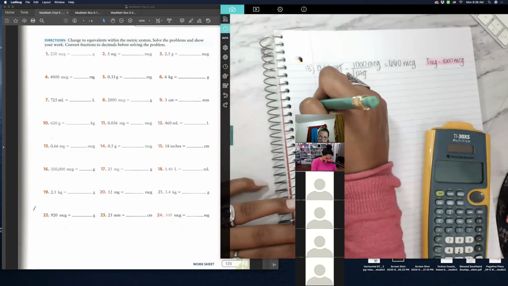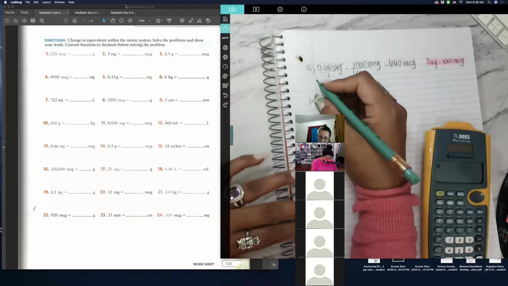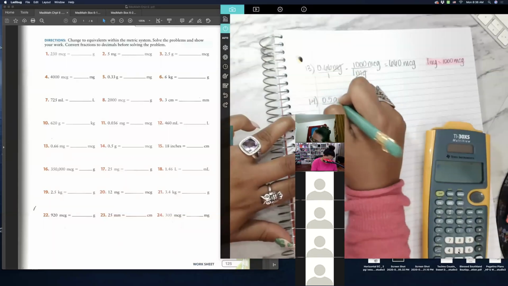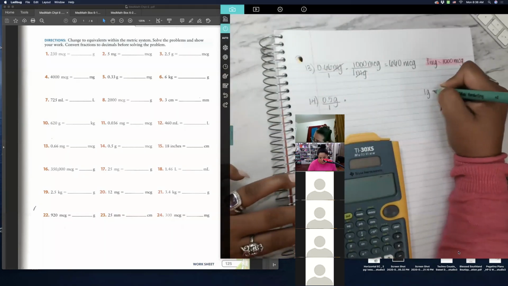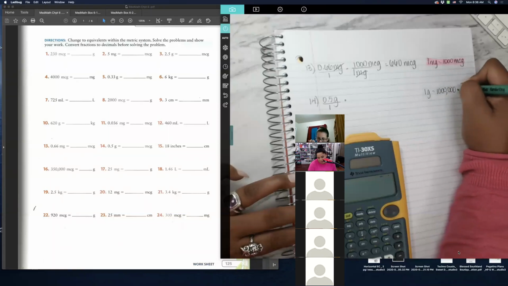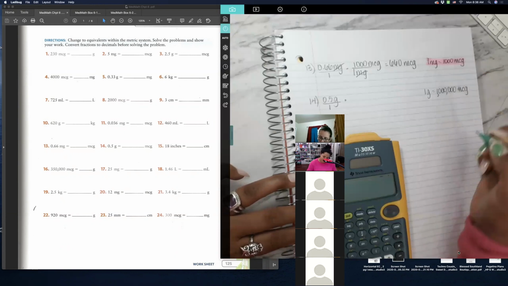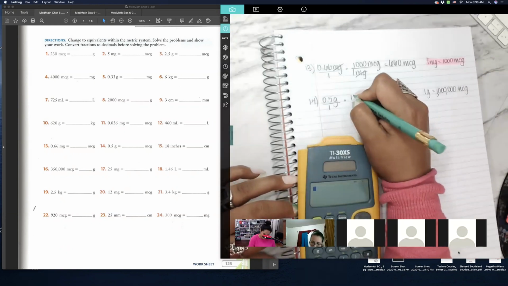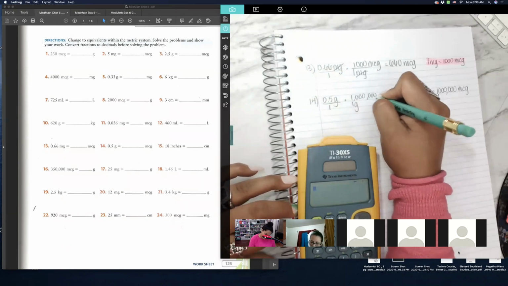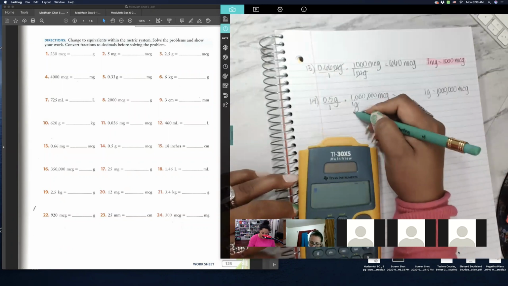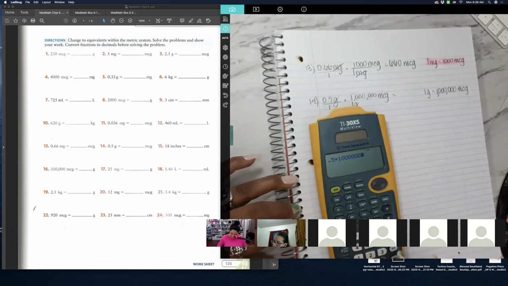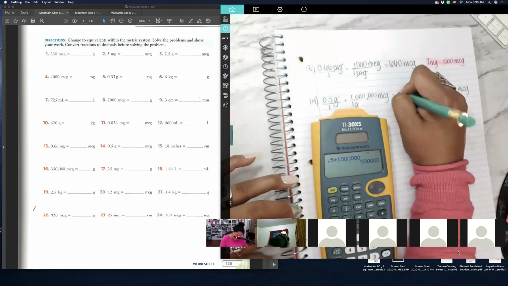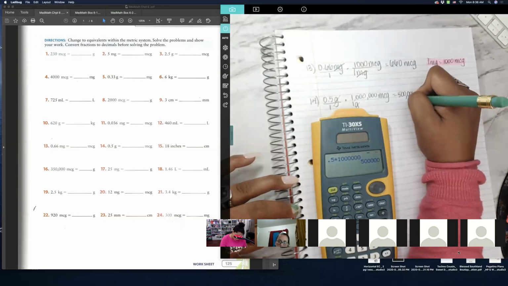Okay, 14 is 0.5 grams. We want to convert it to micrograms. So 1 gram is equal to 1,000,000 micrograms. So I'm going to put the 1 gram here and the 1,000,000 micrograms. My units of grams will cancel. I take 0.5 times a million, that's 6 zeros, so 1, 2, 3, 4, 5, 6. And that's going to be 500,000 micrograms.